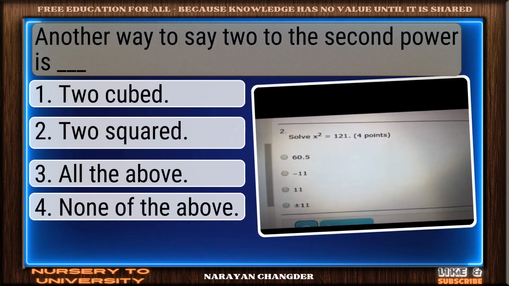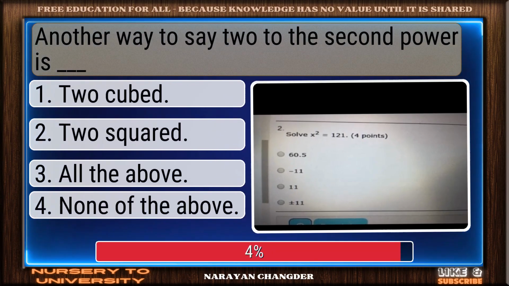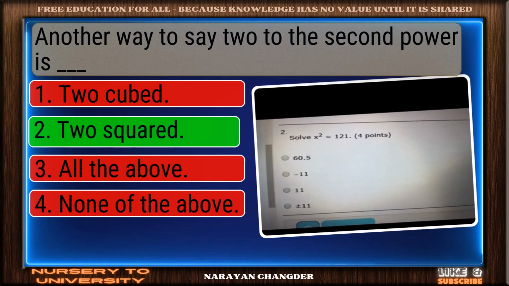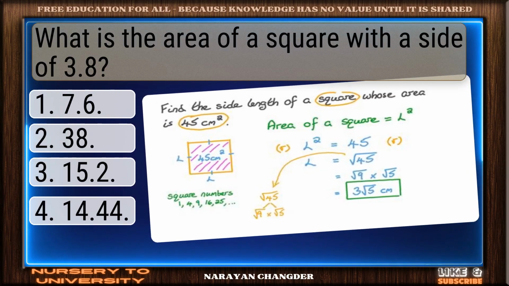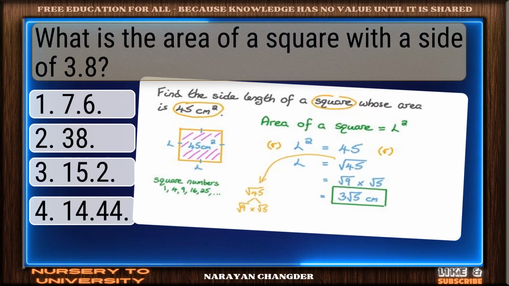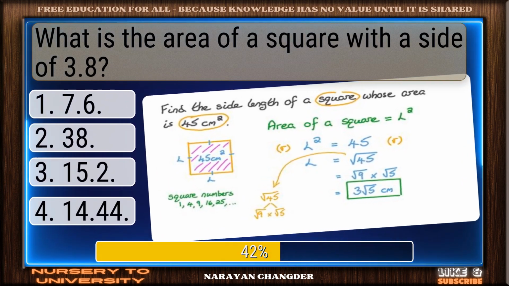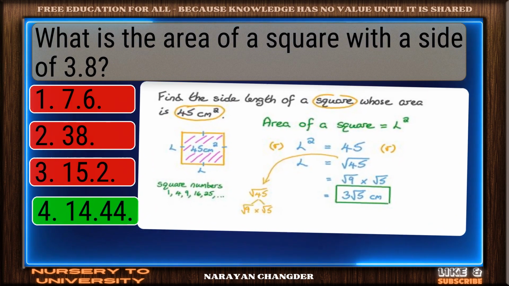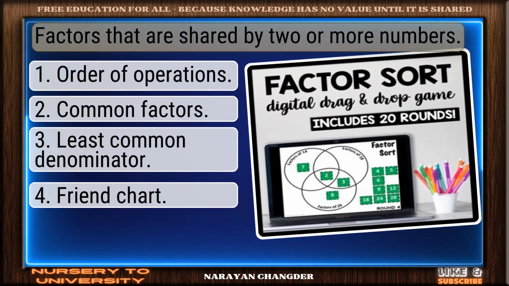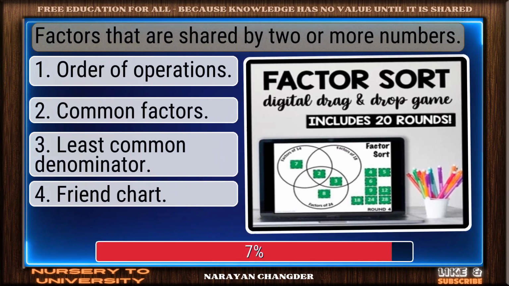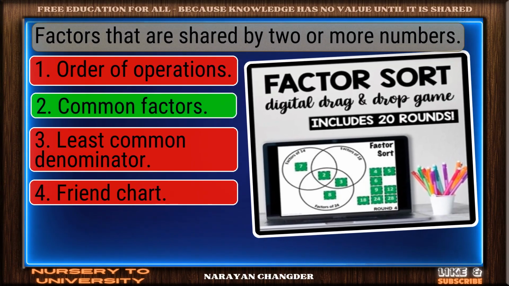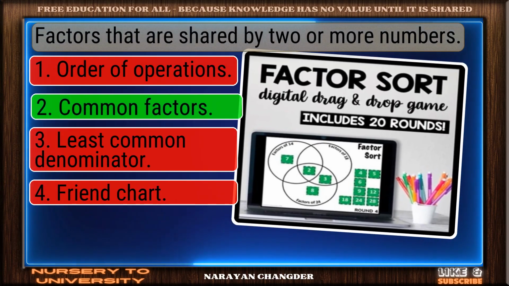Another way to say 2 to the second power is. Bravo, 2 squared is the answer. What is the area of a square with a side of 38? Well reasoned. 1444 is the correct choice. Factors that are shared by two or more numbers. On track. Common factors is the correct answer.